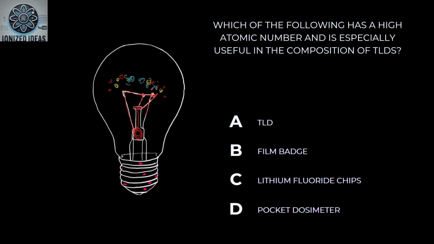Which of the following has a high atomic number and is especially useful in the composition of TLDs? A. TLD, B. Film badge, C. Lithium fluoride chips, D. Pocket dosimeter.